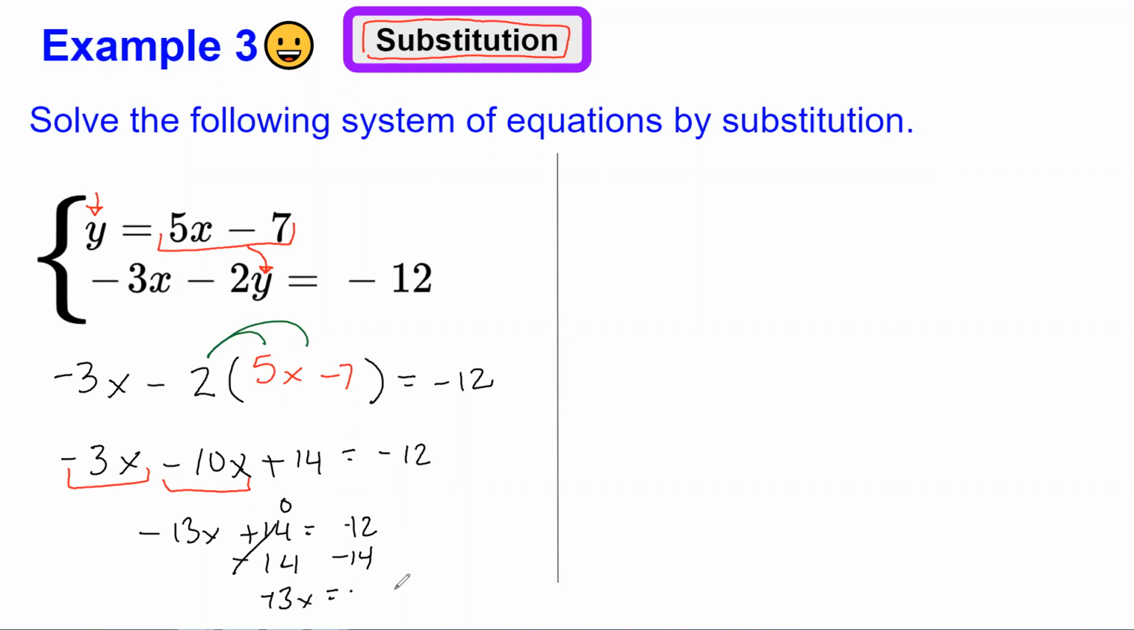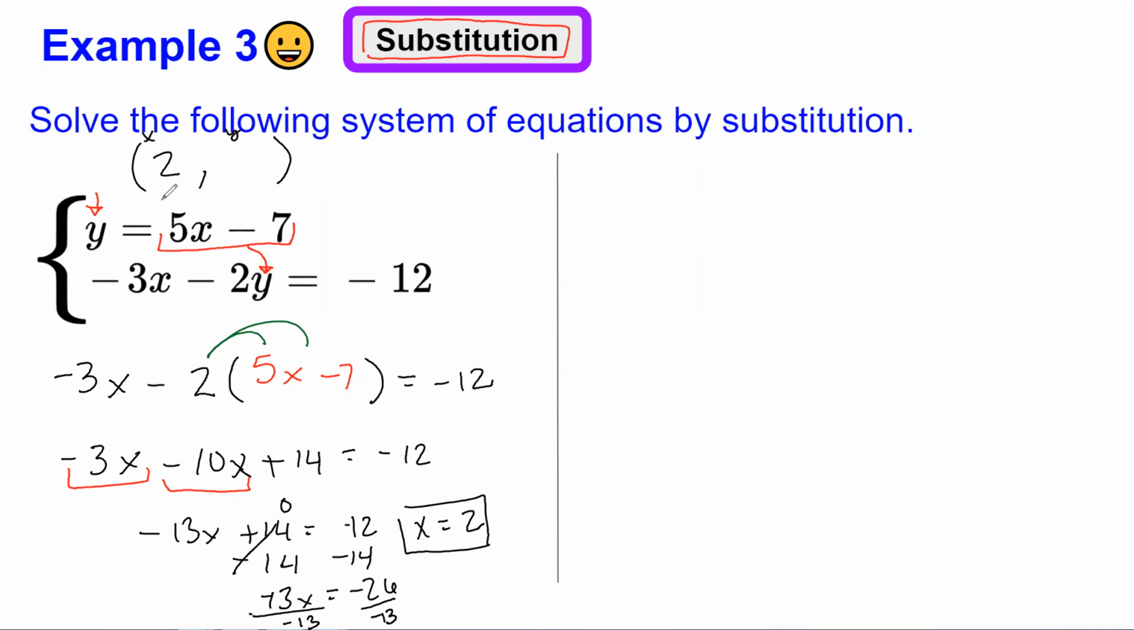We're left with -13x equals -26. Divide by -13, and we're left with x equals 2. Now, our solution here is going to be a coordinate. So in this case, our x value is 2. Let's go ahead and find our y value. So this is our x value, here's my y value.